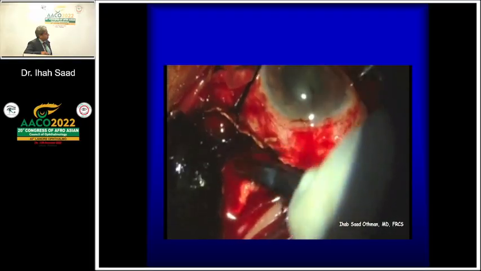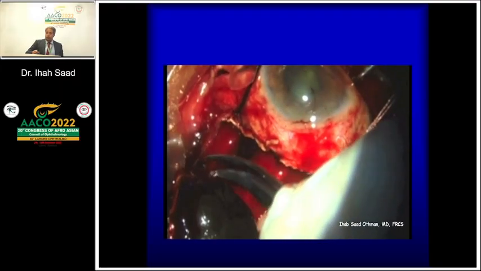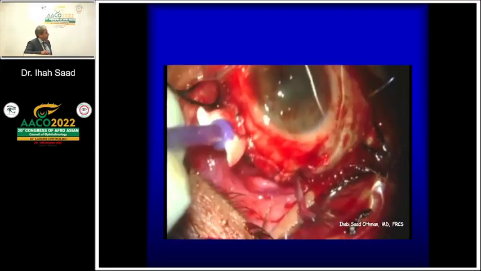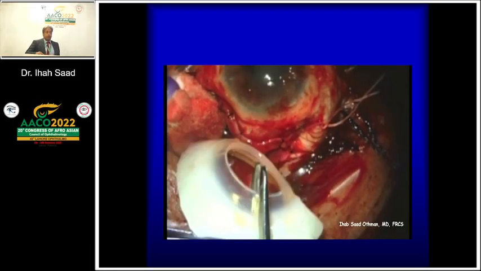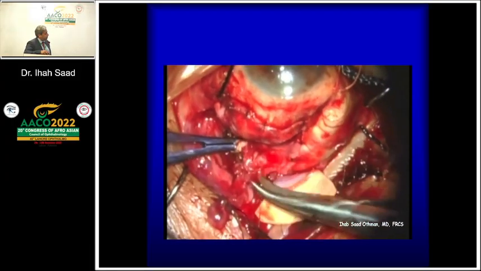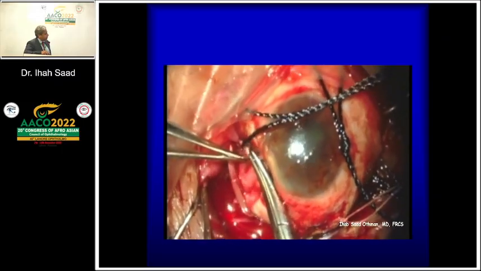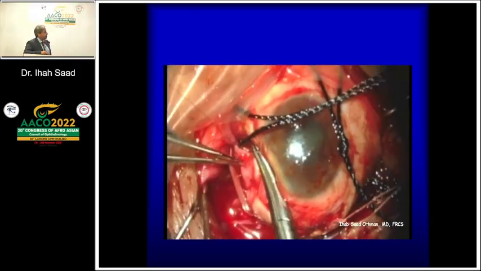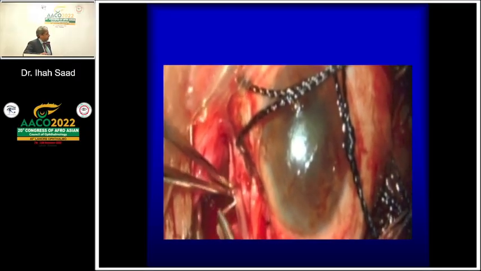Which laser do you apply? Any thermal laser. If you have an argon, I use the diode. Green is good as well. So we put back the flap in position, but we have a hole in the flap, right? So we use part of the remnant of a scleral button to cover the hole in the flap. This was quite sufficient to reform the globe and leave the globe intact as much as possible.